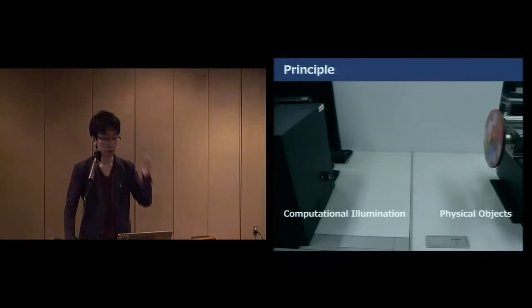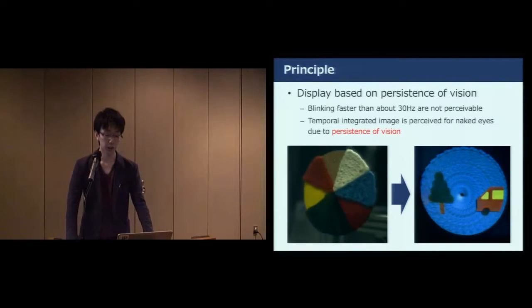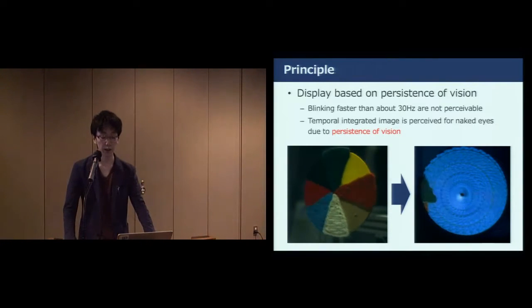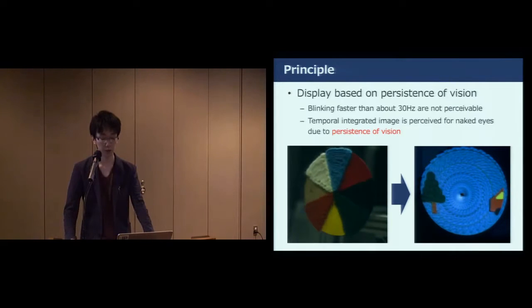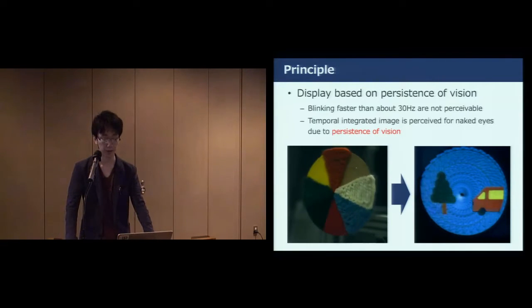So now I talk about the principle of our system. In addition to physical objects, we use computational illumination. There are two key devices in our system. The one is high-speed projector, which projects patterned light at more than 1,000 FPS. And the other is a rotating disc with various physical objects. Since projection and actuation are highly synchronized, part of the objects are illuminated at each moment.